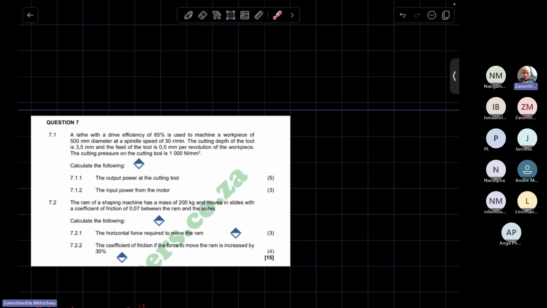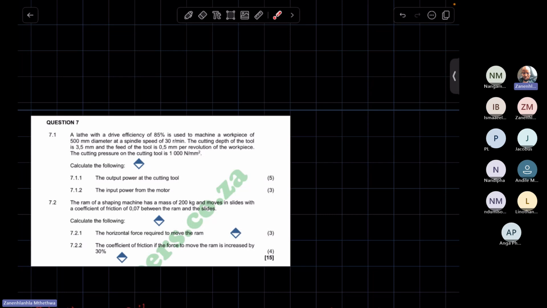What do we know about output power? Output power is equal to force times pi dn. Very simple, right? So if you look at this from the perspective of someone who's never seen such a problem before, you would ask yourself what it is that you're looking for. You're looking for the output power. What is the output power equal to? Output power is equal to force times average velocity.